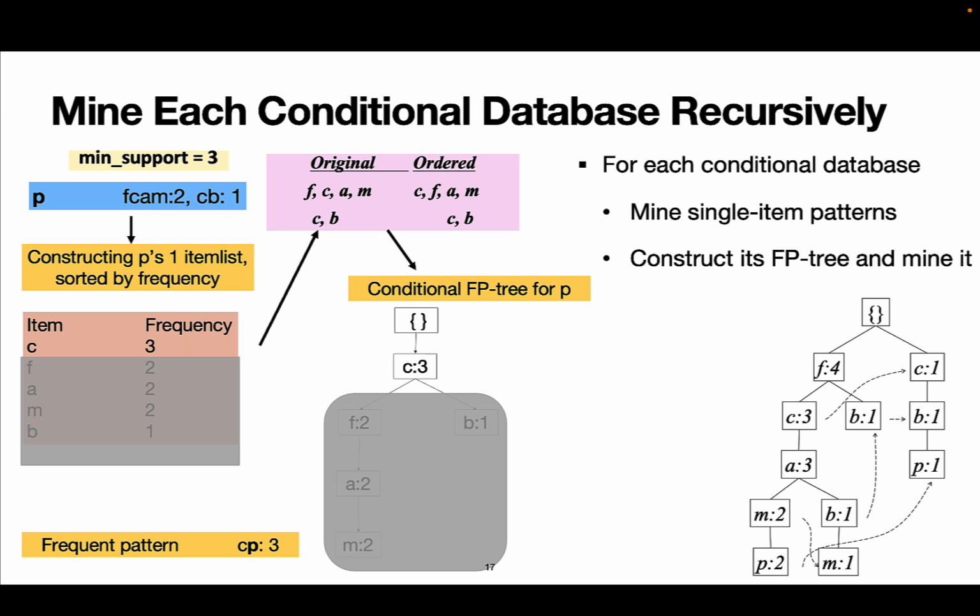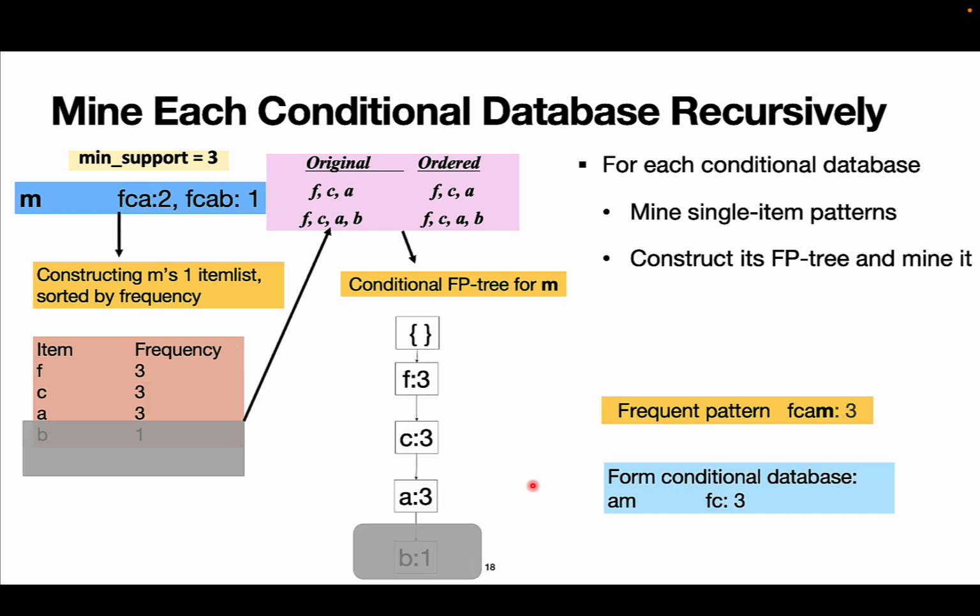In this example, we picked P. P has two patterns in the conditional database. We construct P's one item list, sort by frequency, and we notice here that only C meets the minimum support, which makes things easy. So the frequent pattern at this point is CP with 3 as a frequency.